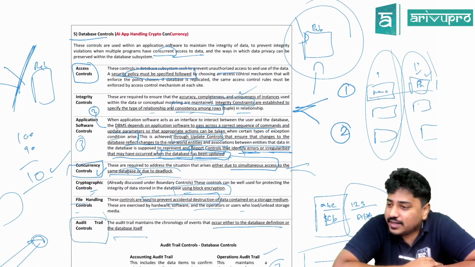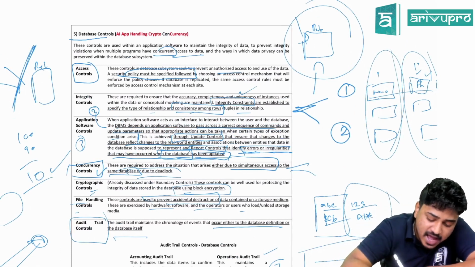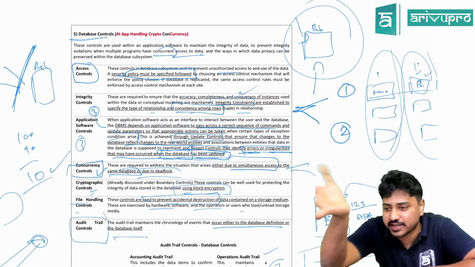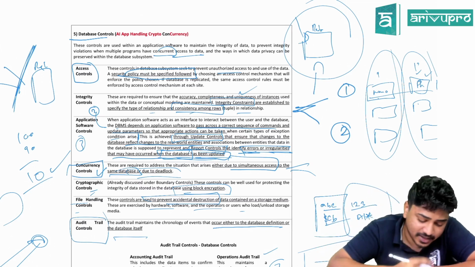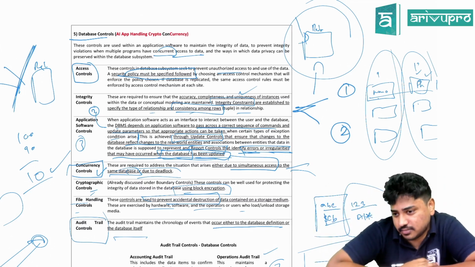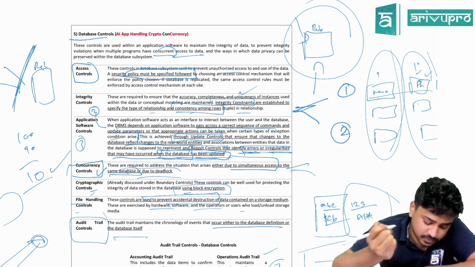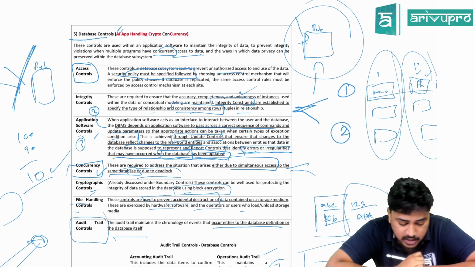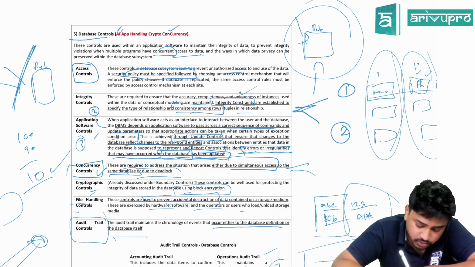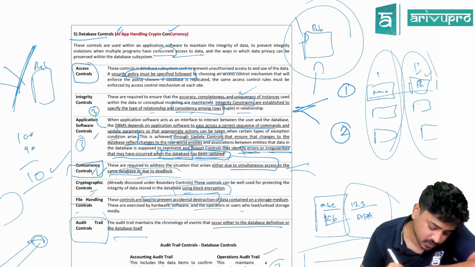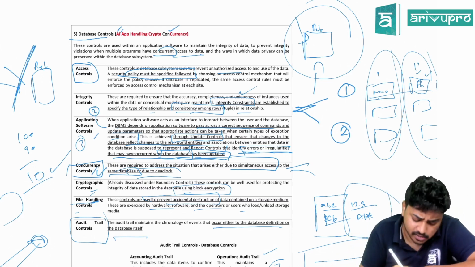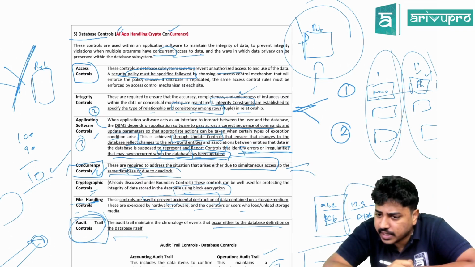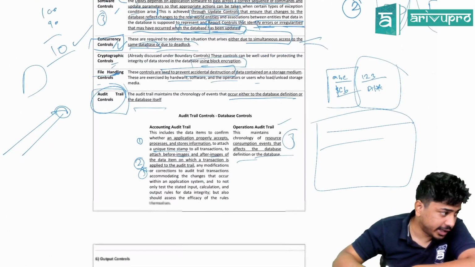Database control. What's the short form? AI app handling cryptocurrency. You know cryptocurrency is getting famous, right? I guess you can match the things. A stands for access, I stands for integrity, app stands for application software control, co-currency control, crypto means crypto, handling. And audit trail is always common for all the application controls. You can blindly write audit trails. Clear?